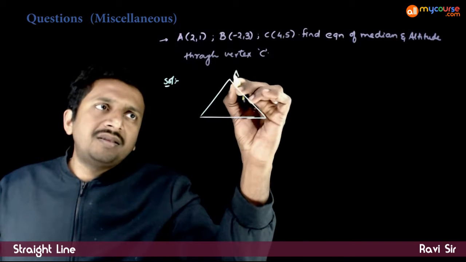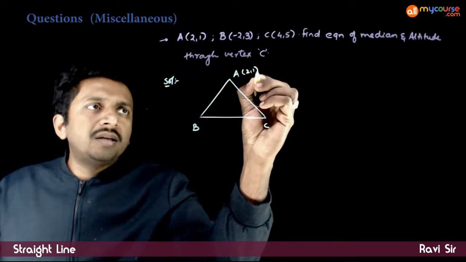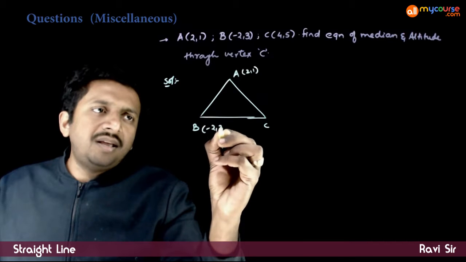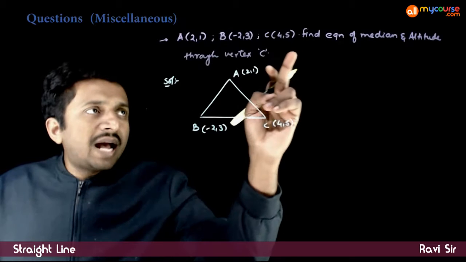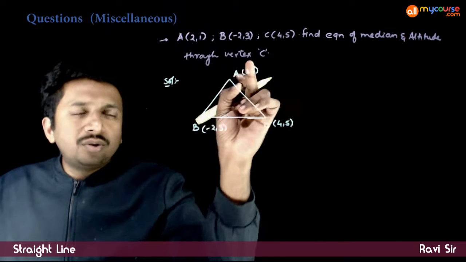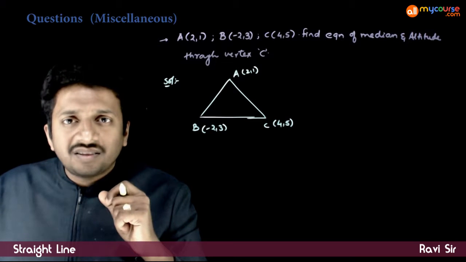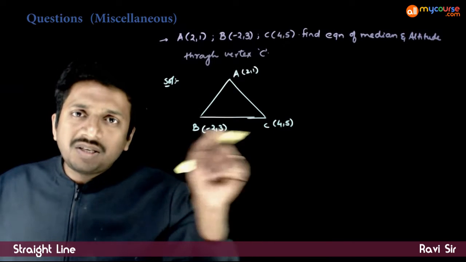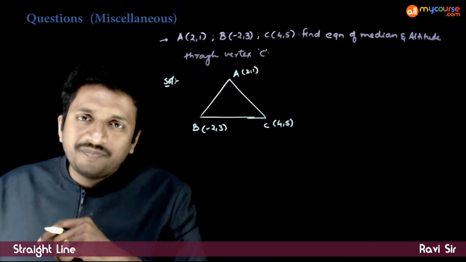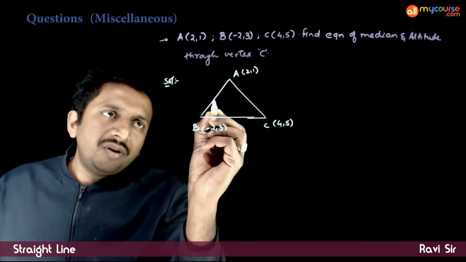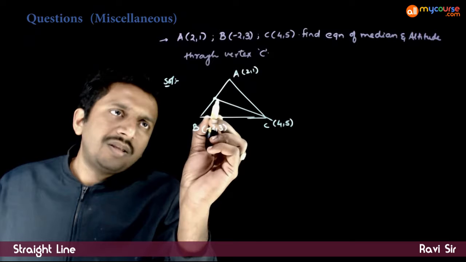You're given 3 vertices A, B, C. A is (2, 1), B is (-2, 3), C is (4, 5). First, you're asked to find the median of this triangle through vertex C. We know that the median is the line joining the opposite vertex with the midpoint of the opposite side. So if you want the median, you need the midpoint of AB and you need to join that with the vertex C.